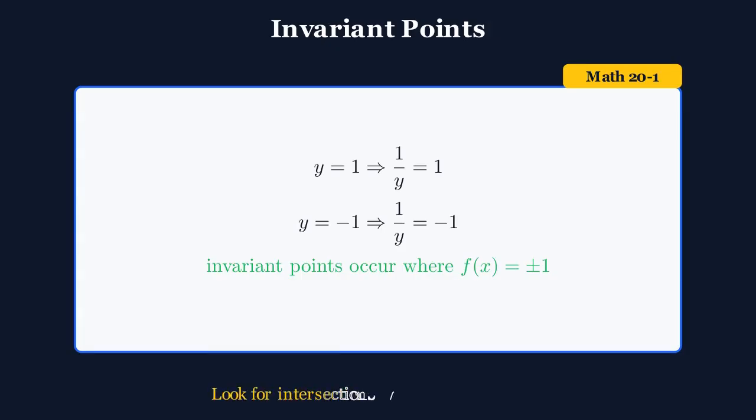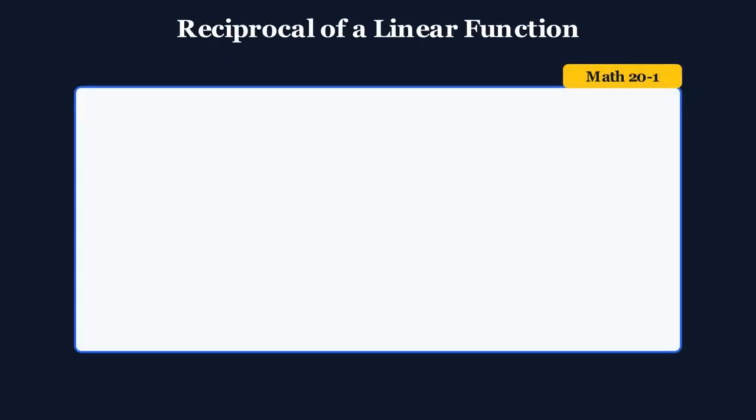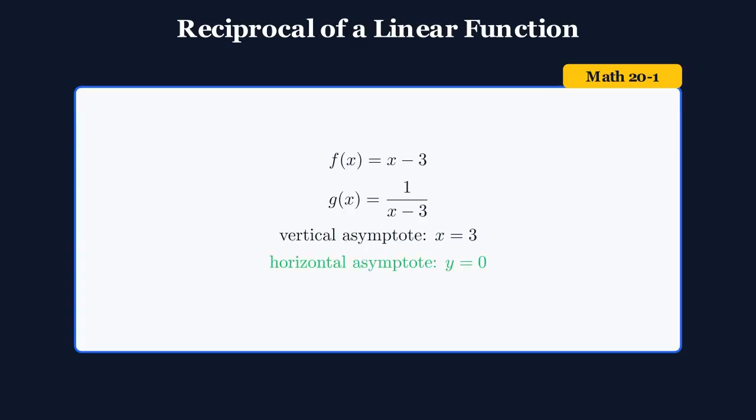For a linear function like f of x equals x minus 3, the reciprocal is y equals 1 over x minus 3. The 0 of the original line, x equals 3, becomes a vertical asymptote. Since the denominator grows large as x moves away, the graph approaches the horizontal asymptote y equals 0.